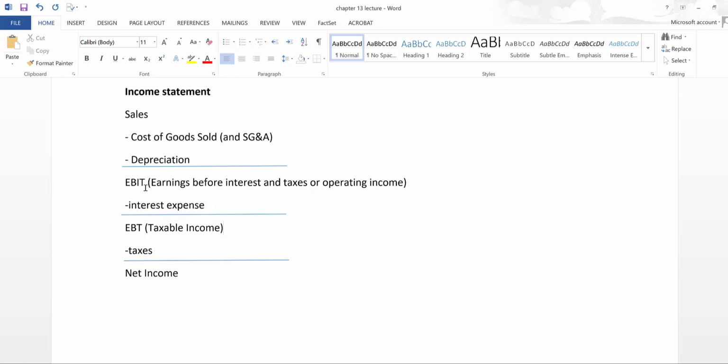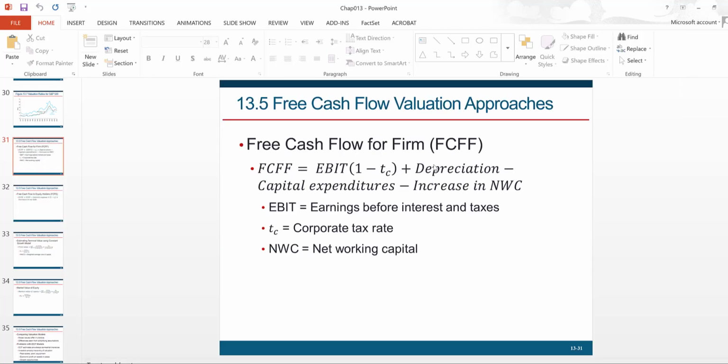EBIT of course is calculated after deducting depreciation, and as I was saying before, depreciation is a non-cash expense. It's not like a real expense, real money that is going out of the company. So we need to adjust for depreciation by adding it back. So that's where we get this addition of depreciation. So EBIT times 1 minus the tax rate, we skip over interest expense, plus depreciation.